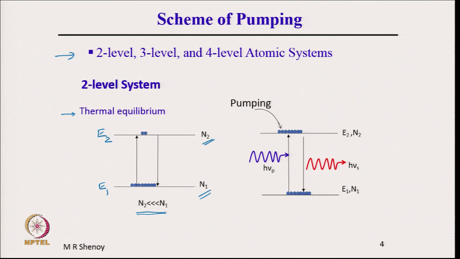But if you pump, that is, by some external means, for example, I have shown here h nu p, meaning photons of energy h nu p corresponding to the energy difference E2 minus E1, then atoms will go to the excited state. It need not be excitation by light, it could be some other means, which is why I have shown here pumping by some other means like electric discharge, or any one of the means to excite atoms to the excited upper state.